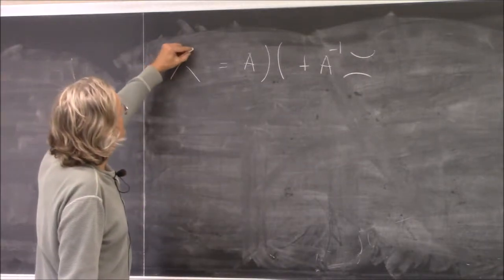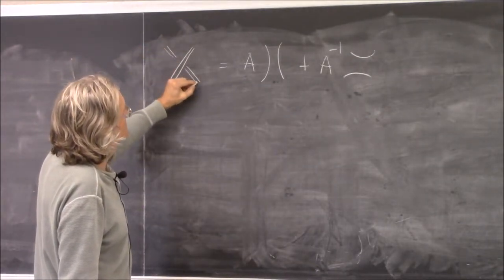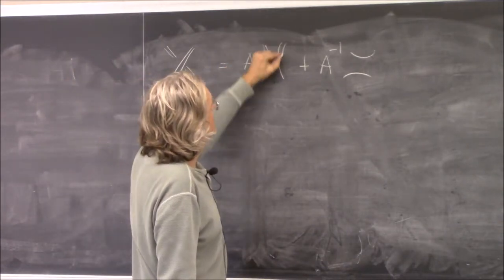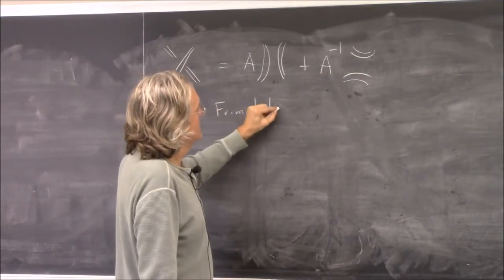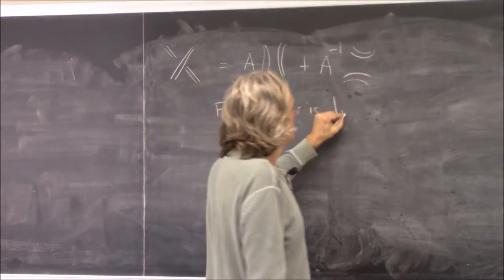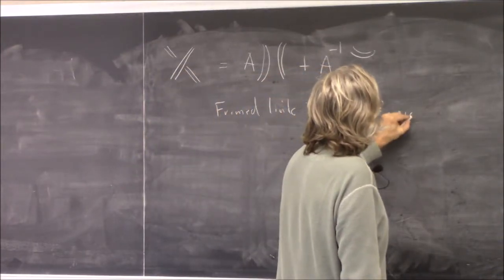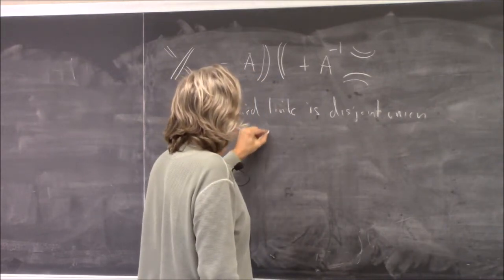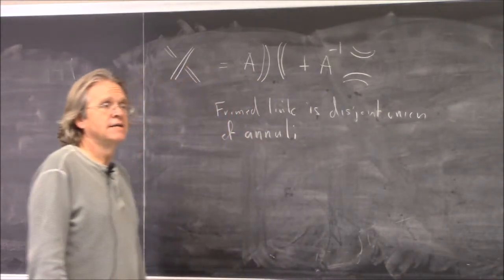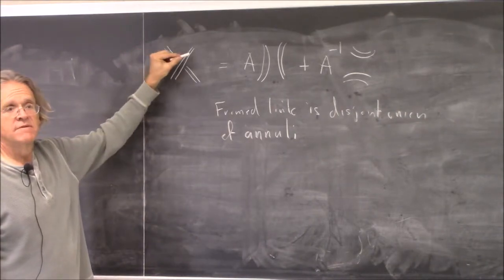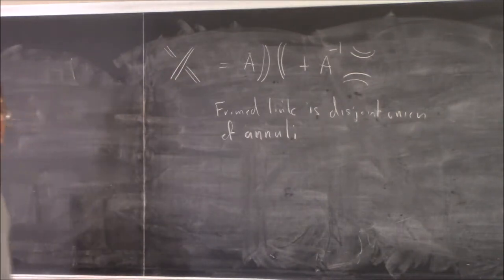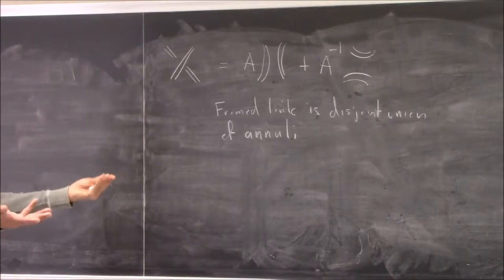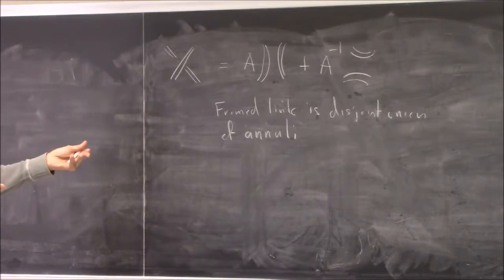So they're actually not just regular vanilla links for this to work. They have to be framed links. And a framed link is an annulus. A link is a disjoint union of annuli, and the annuli have a preferred side. And then whenever you apply this relation, you have the preferred side up, and that way you don't smooth and get a Möbius band. So you have to keep track of that. But it's sort of a trivial consideration because you could twist the annulus around and have the other side be the preferred side.